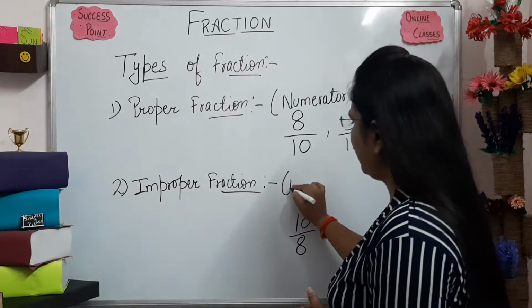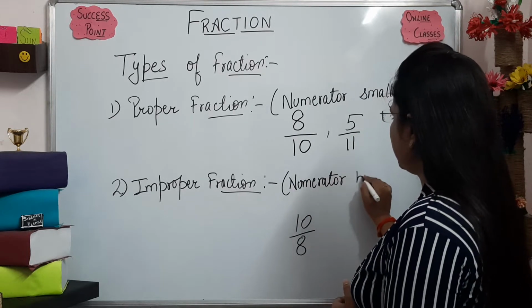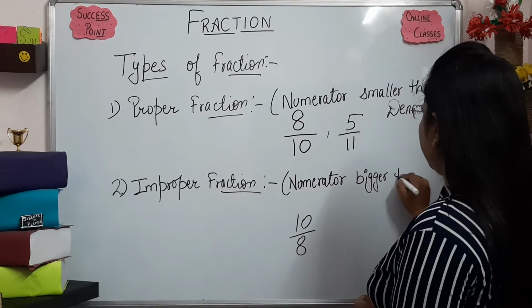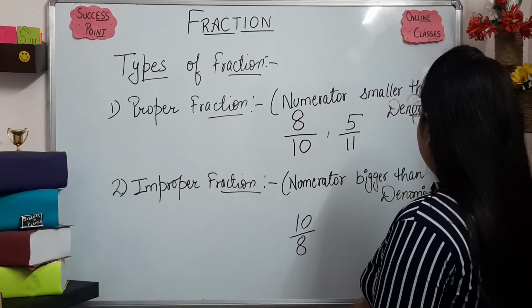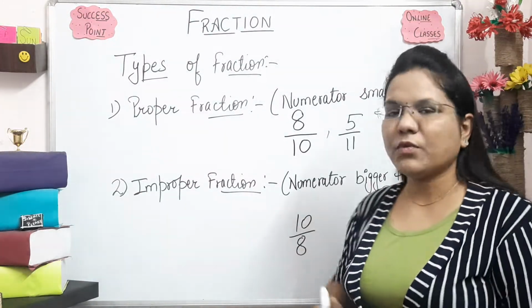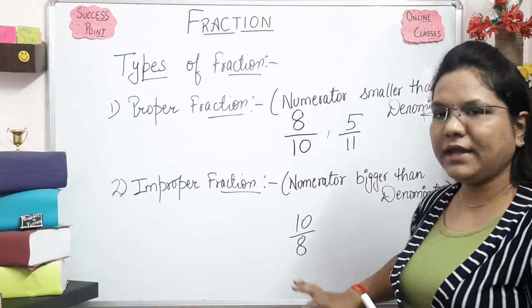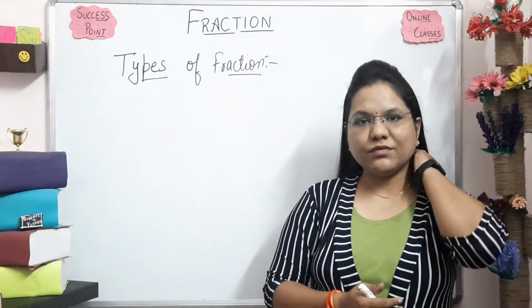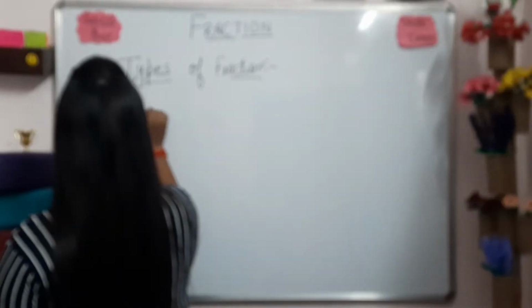But what about improper fraction? When numerator is bigger or greater than denominator, then we can call it improper fraction. So if you reverse your marks, like 8 by 10 as 10 by 8, it will become improper fraction. Okay. Next type of fraction will be mixed fraction. Third type is mixed fraction.